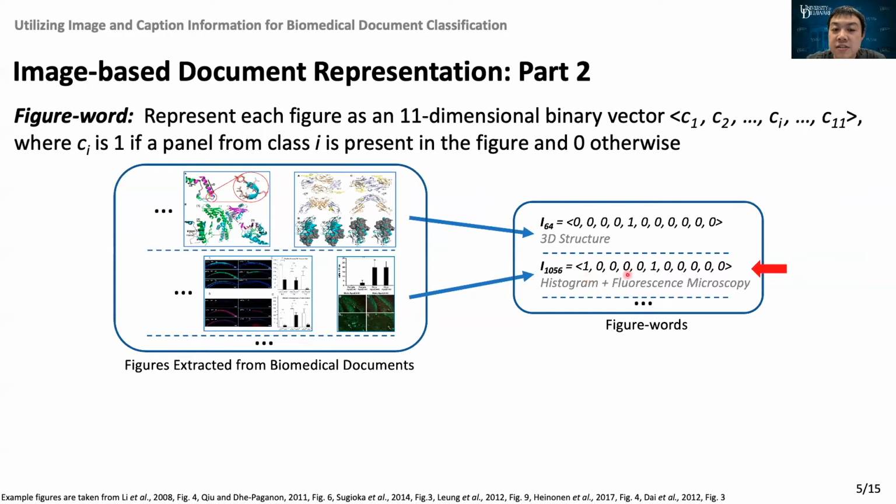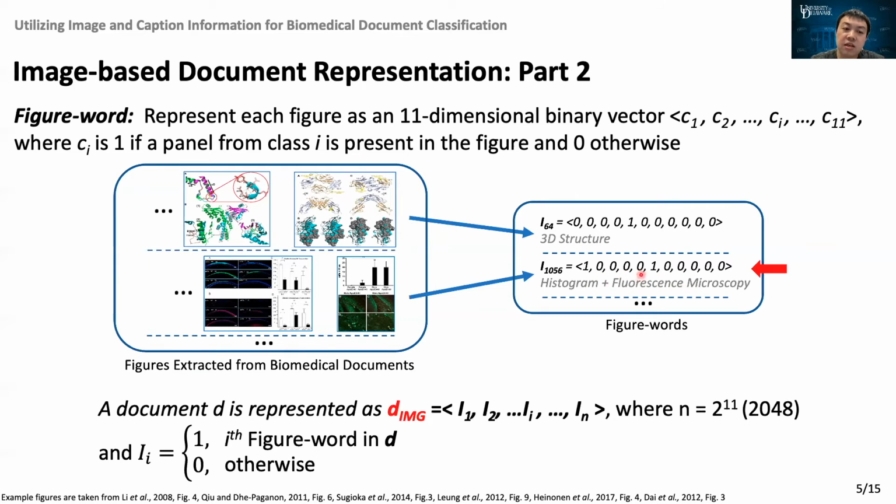Its first and sixth values are 1, as a histogram belongs to class 1 and the fluorescence microscopy belongs to class 6. We refer to each such vector as a figure word, FW_i. A document D can then be represented as D_image by using figure words. In this vector, I_i is 1 if the ith figure word appears in document D and 0 otherwise.